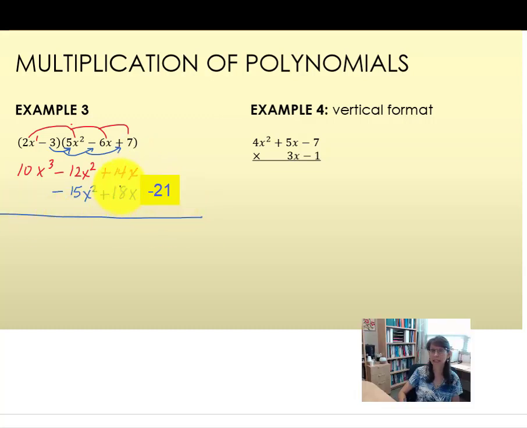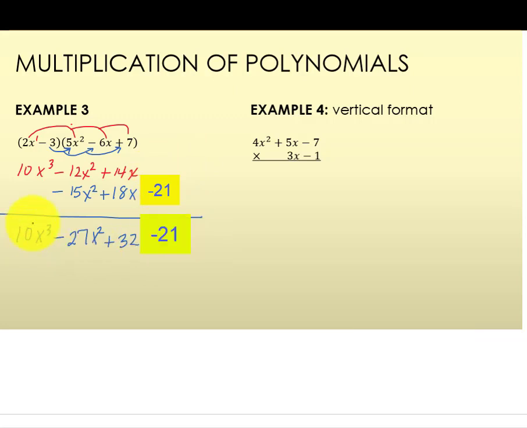So now that I have already collected my like terms, I simply go down the columns and combine them. So 10x cubed is the only cube term. With the squared terms, both coefficients are negative, so I'm adding them and keeping the negative. So that would be 27. So 10x cubed minus 27x squared. The first degree x, both are positive, so we're adding to get +32x. And 21 is the only constant term, so -21.